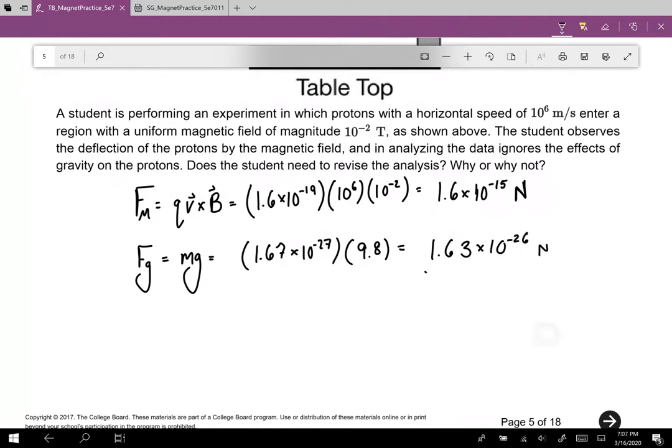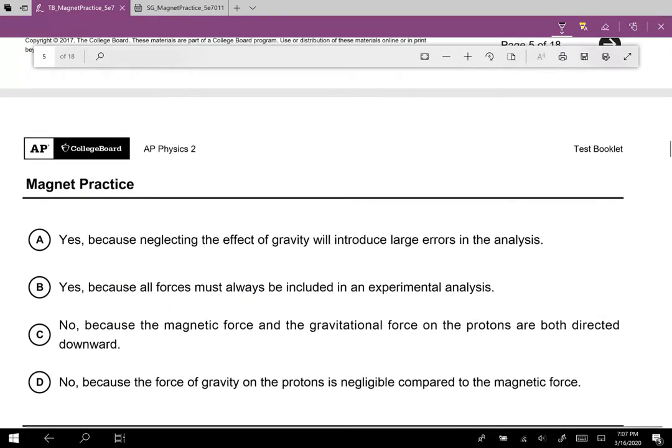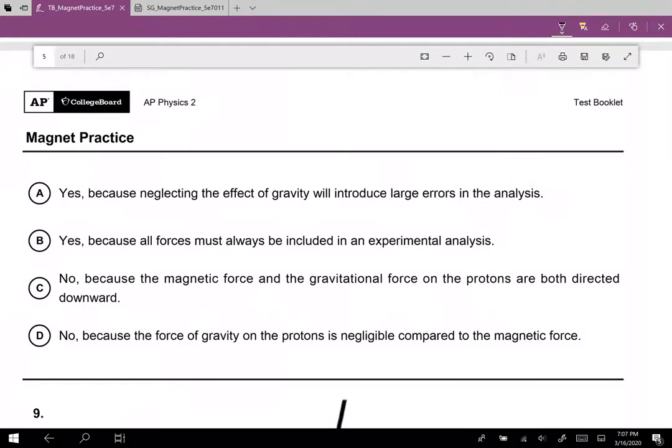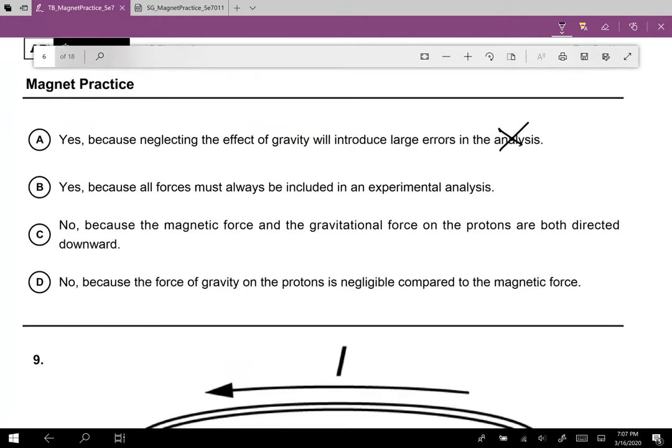So right away we see that this is so much smaller than our magnetic force, which lets us know we can probably discount this. One other thing that we want to look at, actually let's look at our answer choices. So we say, hey, we can probably discount it. Reflecting the effects of gravity will introduce large errors. Probably not, that doesn't make any sense. Well, we see that it won't be large errors actually because it's such a small number. Just because all forces must always be included. Yeah, not necessarily. If it's so small, we can treat it as 0.